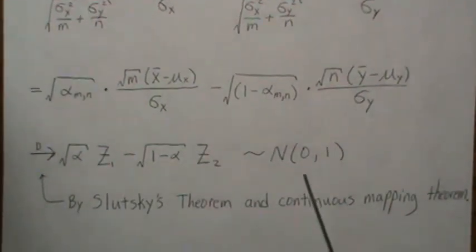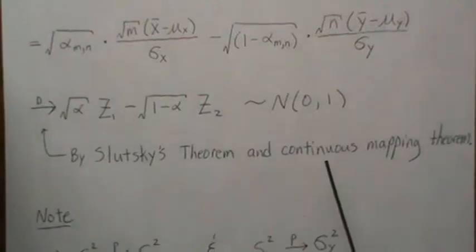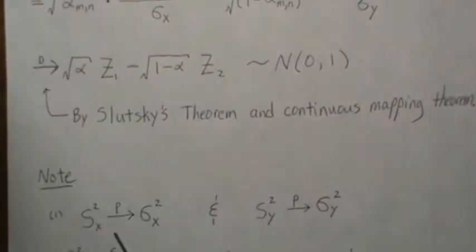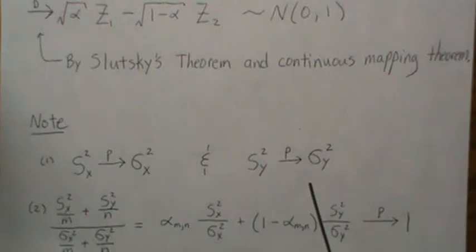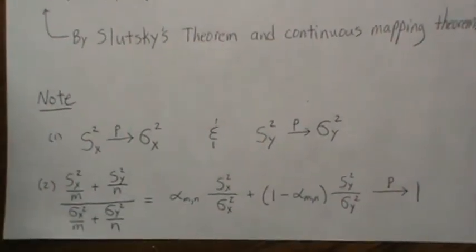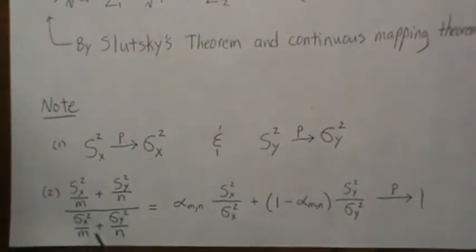So let's move on. Now we've established that. We're not going to prove it, but I have a video showing that the sample variance converges in probability to the population variance, and that's true for both the x's and the y's. And then let's look at this result.